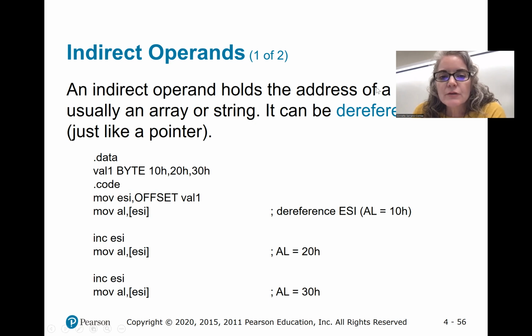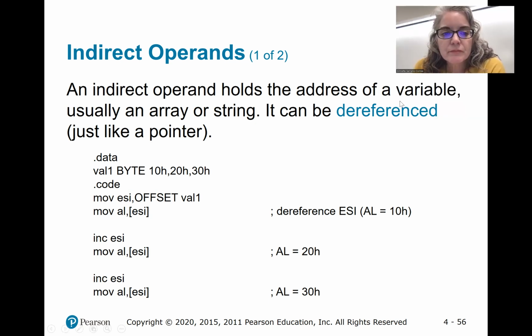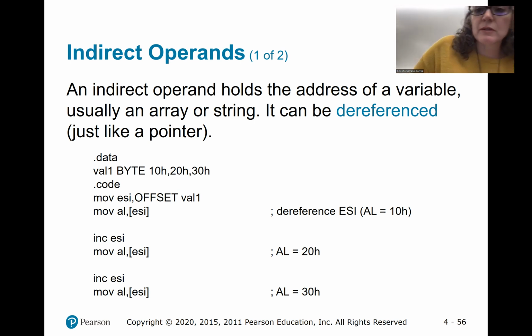Okay, so an indirect operand holds the address of a variable, usually an array or string. It can be dereferenced just like a pointer. So I actually want to use the whiteboard for some of this today. Hopefully this will work, just because it's easier when I show it on the whiteboard.